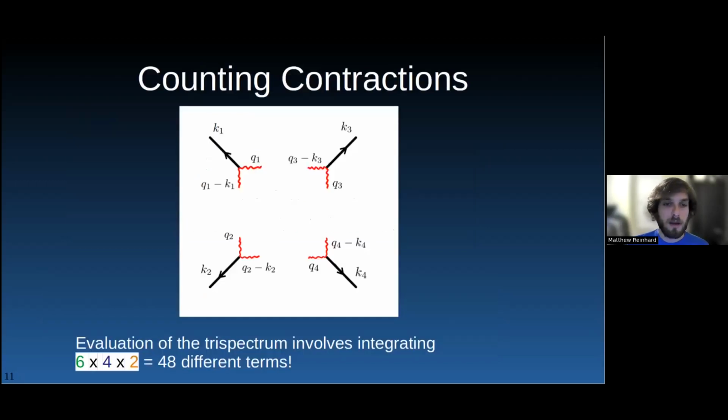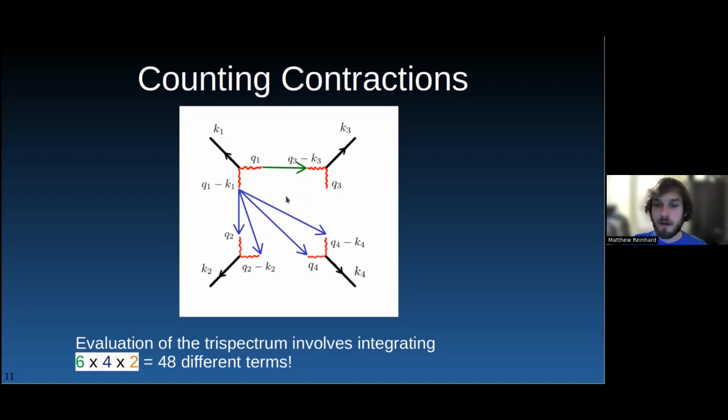And there's a nice diagrammatic way that we can count up how many contractions we're actually dealing with. So each of these 4 vertices represent an interaction between the gauge field and the inflaton field, where the red squiggly lines correspond to the gauge field and the black line the inflaton. So if we consider the internal line of momentum Q1, there are 6 possible contractions that we can make. And once we make a choice for Q1, there are now 4 possible contractions for the Q1 minus K1. We don't want to contract with Q3 here because that would give us a disconnected diagram.